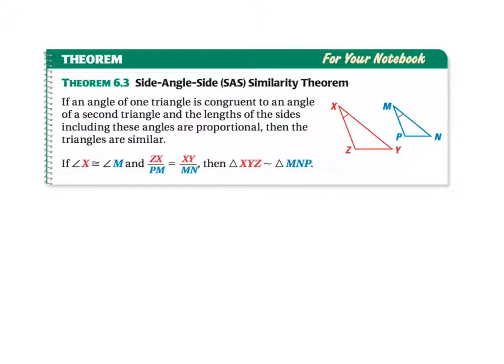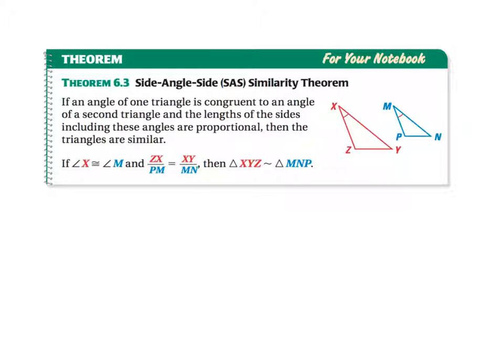So far, we have angle-angle similarity and side-side-side similarity. Here's a third way to prove that triangles are similar, and that is by side-angle-side similarity. So just like when we proved the triangles were congruent, we can abbreviate it as SAS. It states, if an angle of one triangle is congruent to an angle of a second triangle, and the lengths of the sides including these angles are proportional, then the triangles are similar.